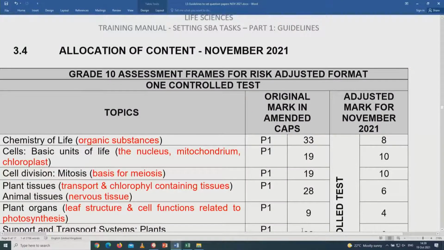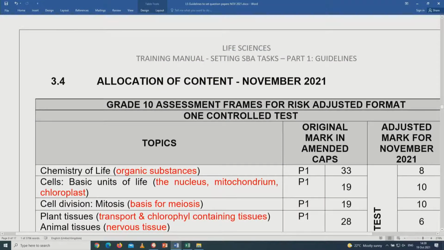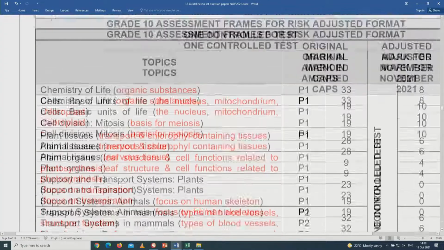Now, very importantly, allocation of content, and that is for November 2021, ladies and gentlemen. We don't know what's going to happen next year, how it's going to look. Are we going to run normal timetables, no rotational systems? Then it's a total different story. This is for now. It's for the coming November examinations.